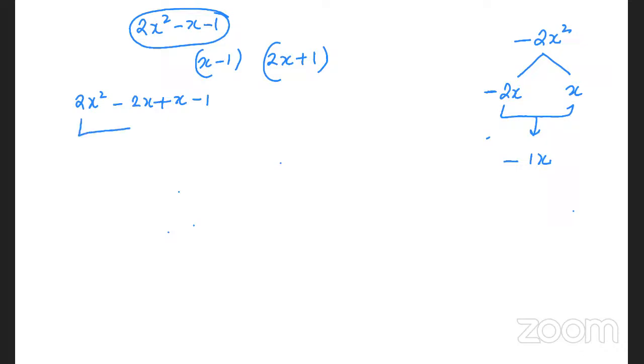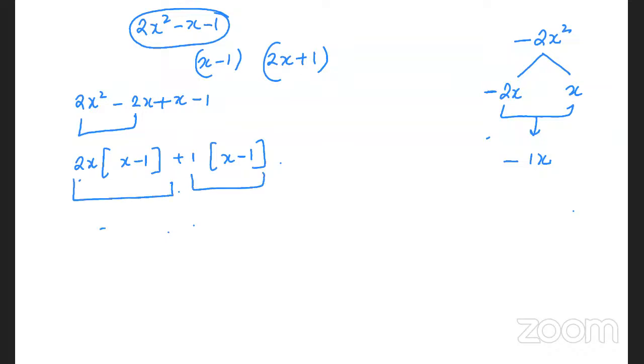Okay. Now, what is the common between them? 2x is the common. So it will remain 2x minus 1. Not 2x minus 1, sorry. X minus 1. And the plus 1 will be common. So it will become x minus 1. Now, what is the common between them? X minus 1. So x minus 1 is the common. And the remaining behind is 2x plus 1. Like this.